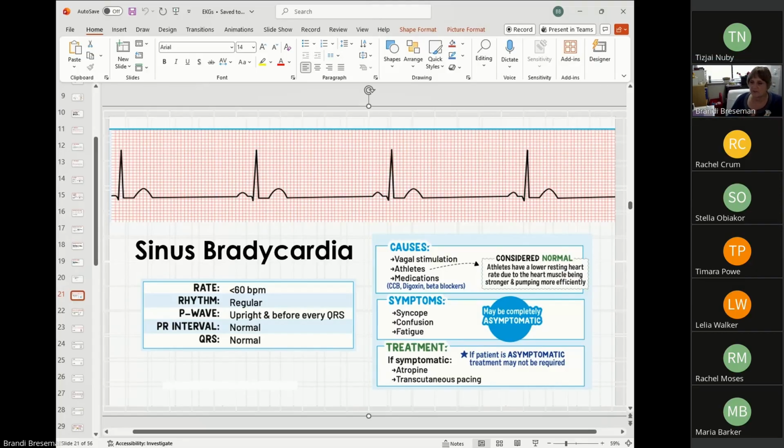So atropine is a drug. It's usually given typically for bradycardia. We are giving this IV. Okay.